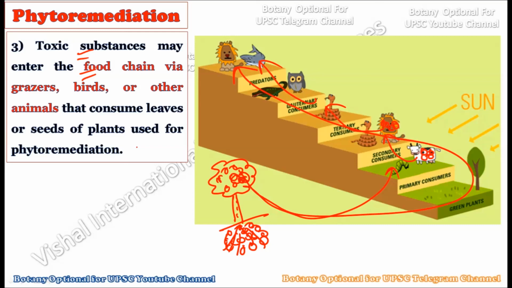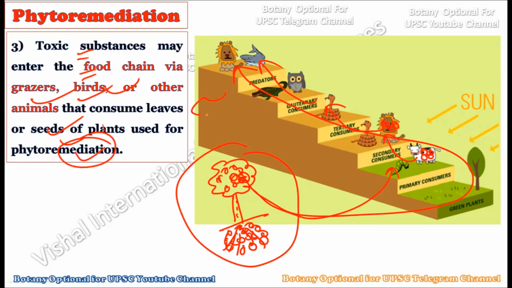If you are doing the phytoremediation by using plants, simply you have to keep these plants away from the food chain. They should not be consumed by the herbivores, because this literally facilitates the transfer of the pollutants right from the plants to the whole of the ecosystem. So this is the major drawback of the phytoremediation, that the pollutant can enter into the food chain via grazers, birds, and other animals that consume the leaves and seeds of the plants used for the phytoremediation. For example, we are using this particular tree for the phytoremediation, and we have safeguarded this tree from the animals, but the birds can land upon this tree and can start to eat the leaves or the seeds of this plant, and through these birds it can enter into the whole of the ecosystem. So this is the major drawback of the phytoremediation.